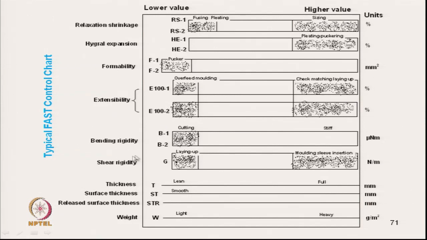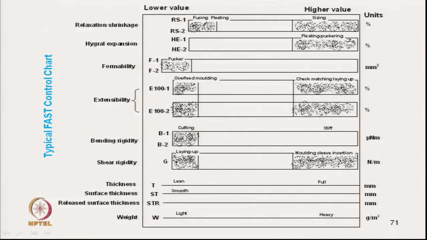Similarly, bending rigidity. If the fabric bending rigidity is very low, then we will have cutting related problems, and B1 means bending rigidity of warp and B2 is bending rigidity of weft. Shear rigidity: if the shear rigidity is low, there will be a laying up problem, and if the shear rigidity is very high, then a molding problem will be there.